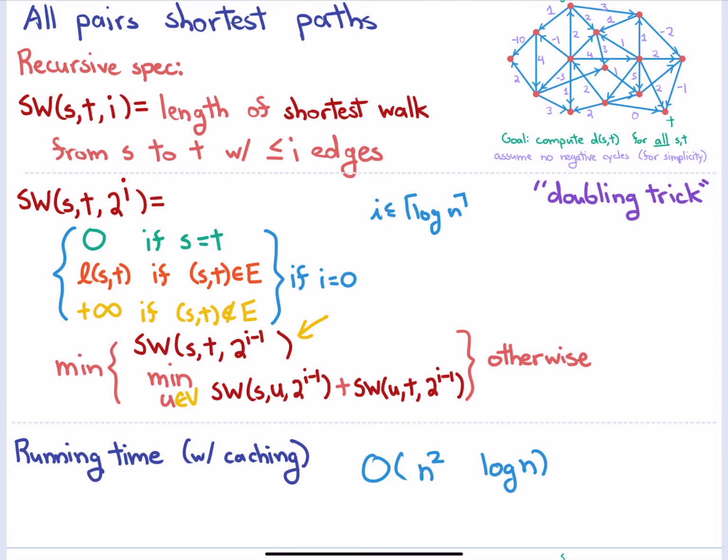How many choices for S? How many choices for T? N choices for T, n choices for S. Log n choices for I. Now for a fixed problem, how long does it take? There's a loop in there. How big is that loop? N. All right, that's actually n cubed log n. But still better than what we had. I think we had mn squared before. So if m is much bigger than n, then we get some improvement at least. M could be like n squared.